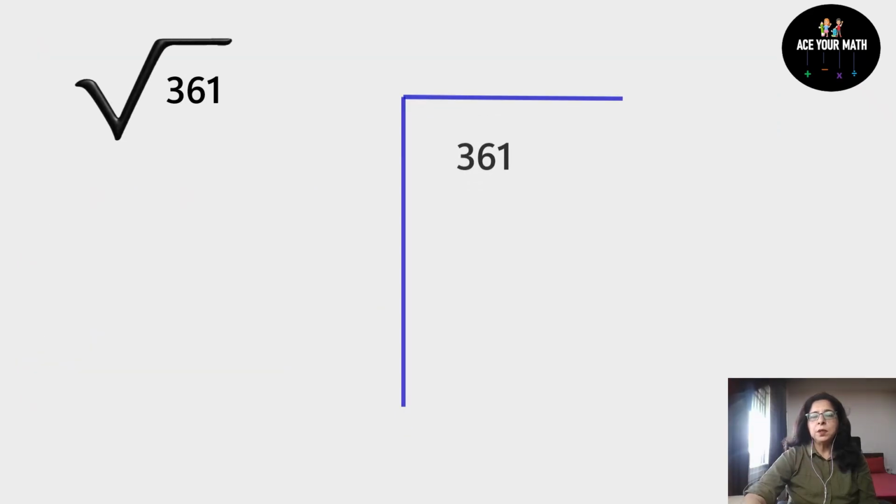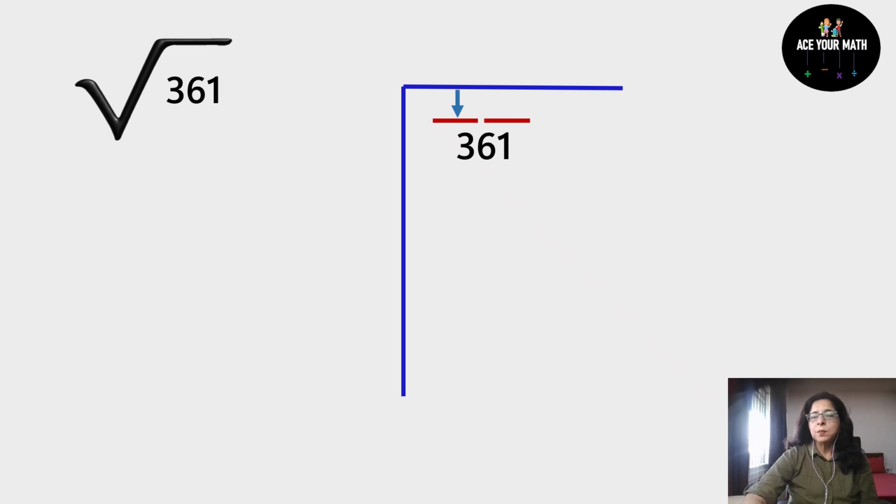So write down the number, put a line like this. The next step is pairing. For pairing, you always start from the right hand side by taking 2 digits at a time. So 61 forms one pair and 3 forms another pair. First you will consider 3. The next step is you need to find the square of a number such that its value is 3 or less than 3. We know that 2 square is 4. So 4 is greater than 3. It means you will take 1 square. So you will write 1 at the top and 1 at the side.